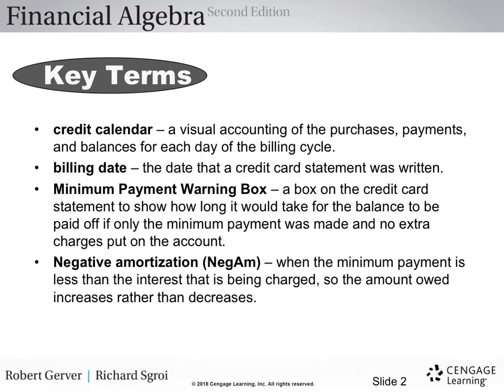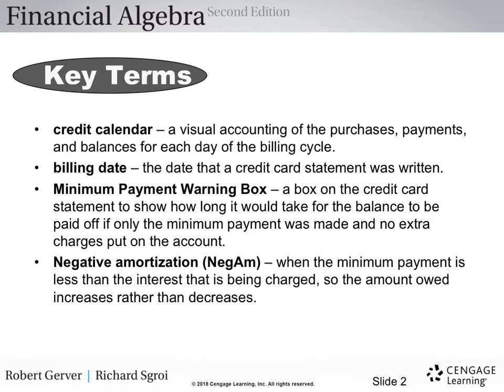Next is the minimum payment warning box. This is a box on the credit card statement to show how long it would take for the balance to be paid off if only the minimum payment was made and no extra charges put on the account.